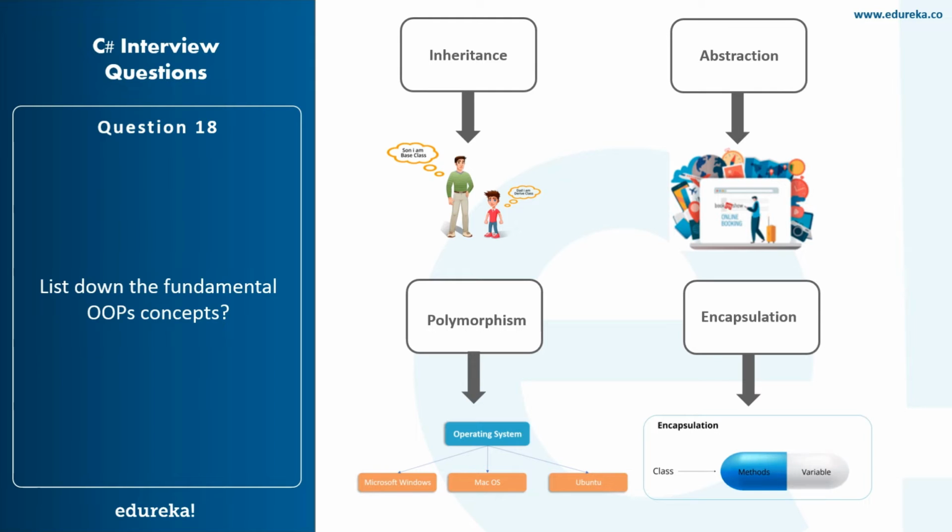So I can say that it is one such OOP methodology where one task can be performed in several different ways. To put it in simple words, it is basically a property of an object which allows it to take multiple forms. When I talk about operating systems, there are several operating systems which exist in the computer industry. We have Windows, Mac, Ubuntu. All right, so this is what polymorphism is.